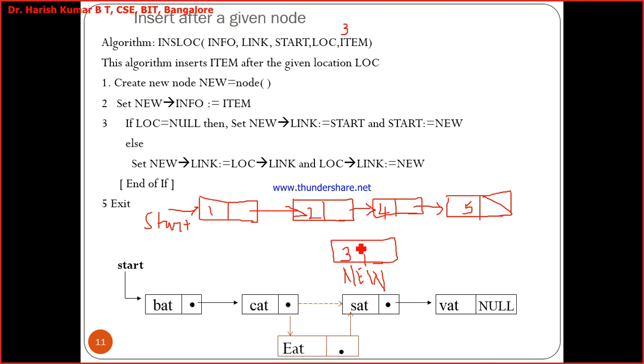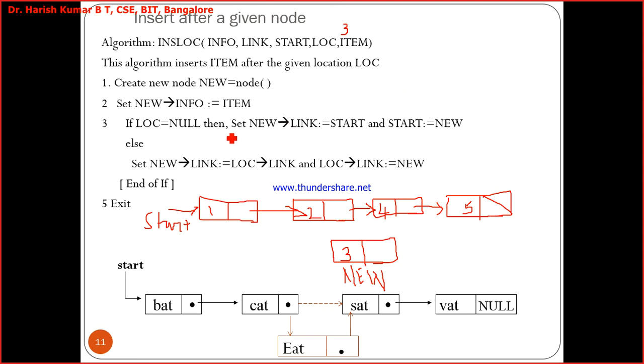Hope you people are following. So this itself is the first node. New arrow link is equal to start. If there is no list existing, what will the start be? Start will be null, right? So assume this list is not there. If this list itself is not there, what is the status of start? Is start null? Yes, sir.